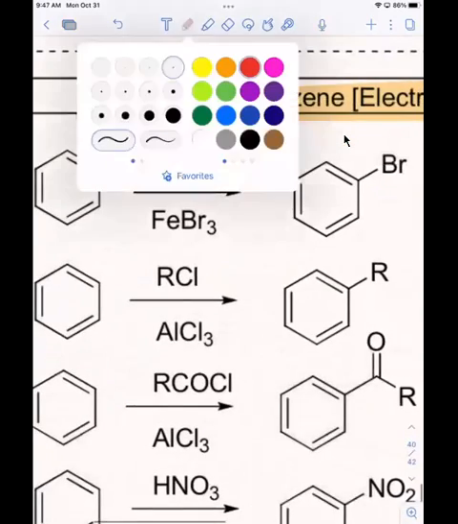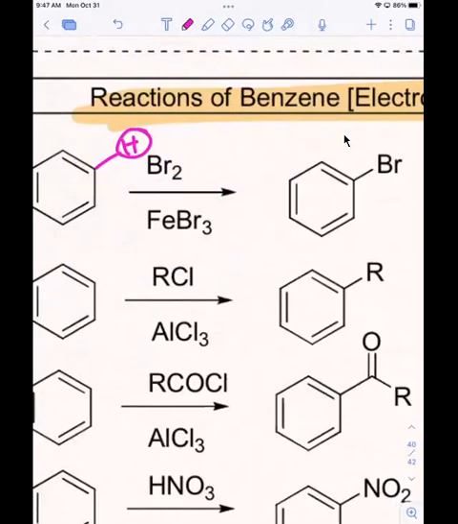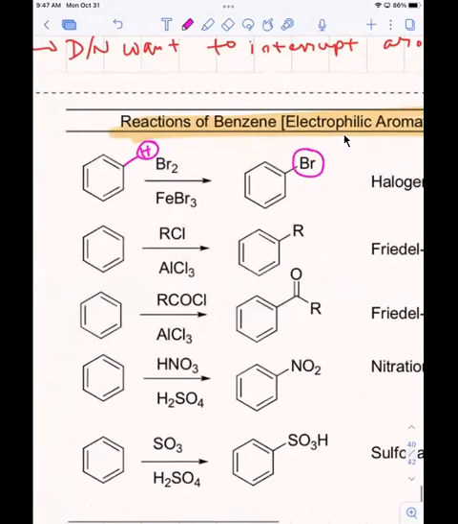Let's just look at this example right here. We're substituting a hydrogen on the ring for whatever electrophile you're adding.